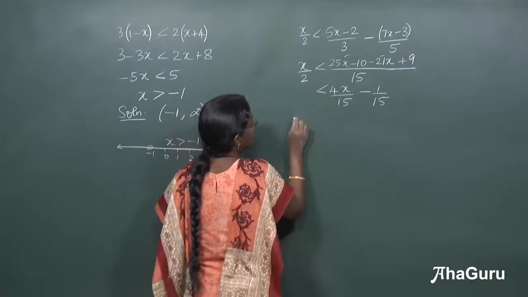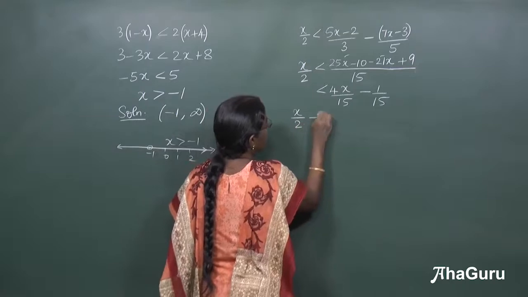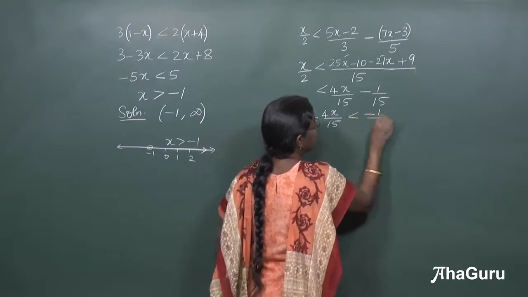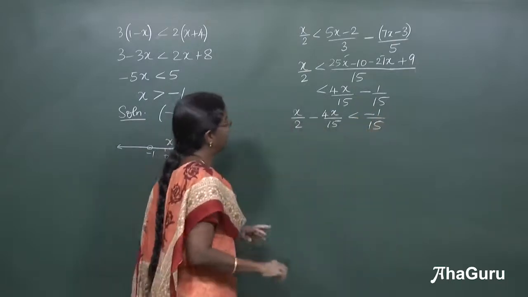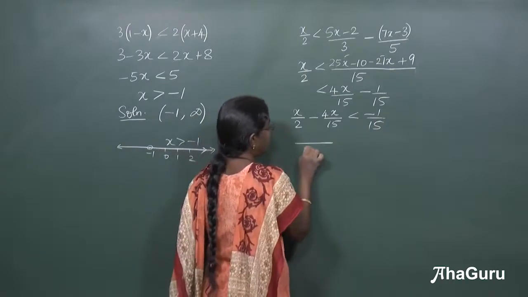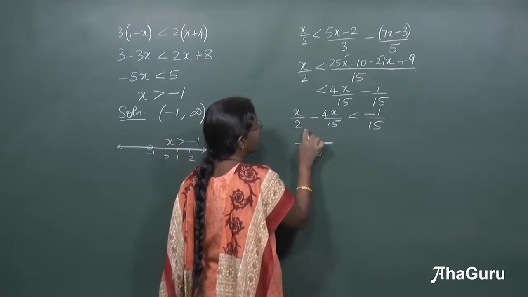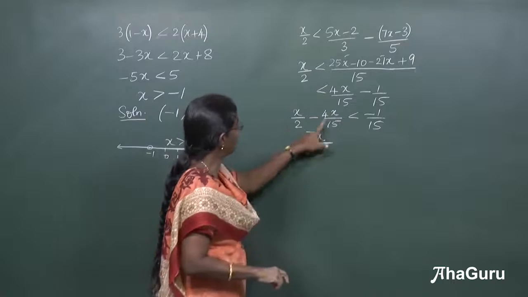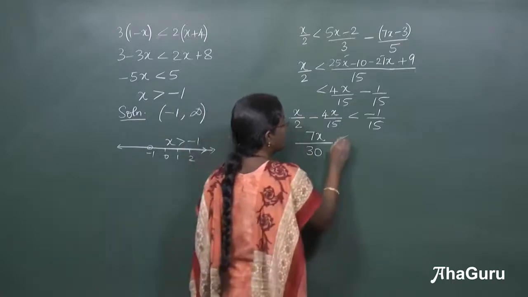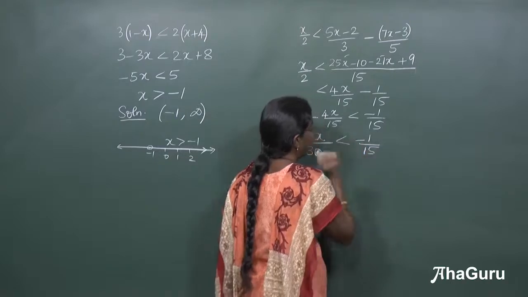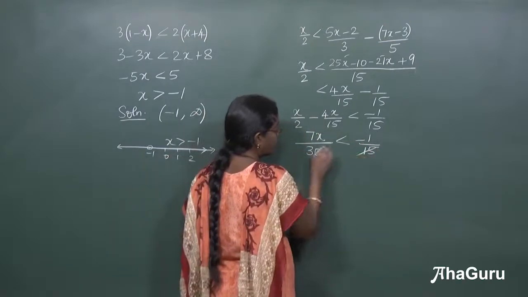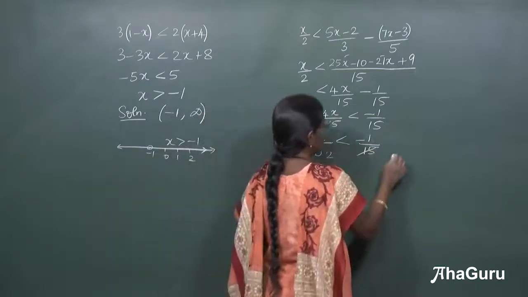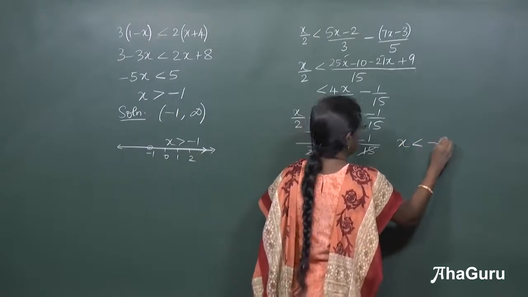This x term, bring it this side: x by 2 minus 4x by 15 is less than minus 1 by 15. So if I take 30 as the LCM, it is 15x minus 8x, which is going to be 7x, am I right? 15x minus 8x is less than minus 1 by 15. Now divide both sides by 15, this will become a 2, or if I take this constant to the other side, I get x to be less than minus 2 by 7.